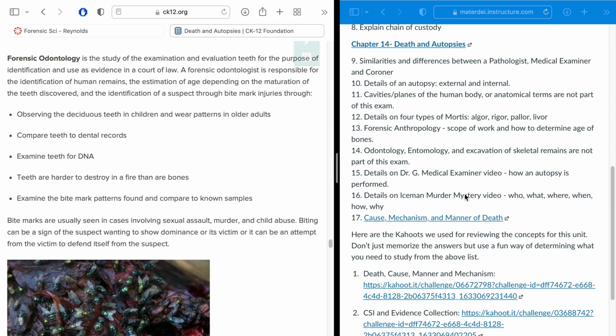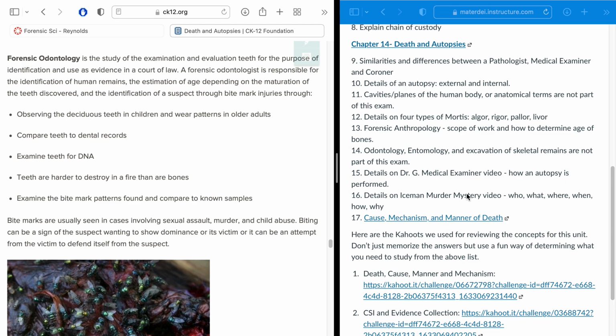Forensic odontology. So now we're down to item number 14. Odontology is a dentist. Odont is tooth, so it's the examination of the teeth that might be the only thing left behind with the skeleton. A lot can be learned from that.